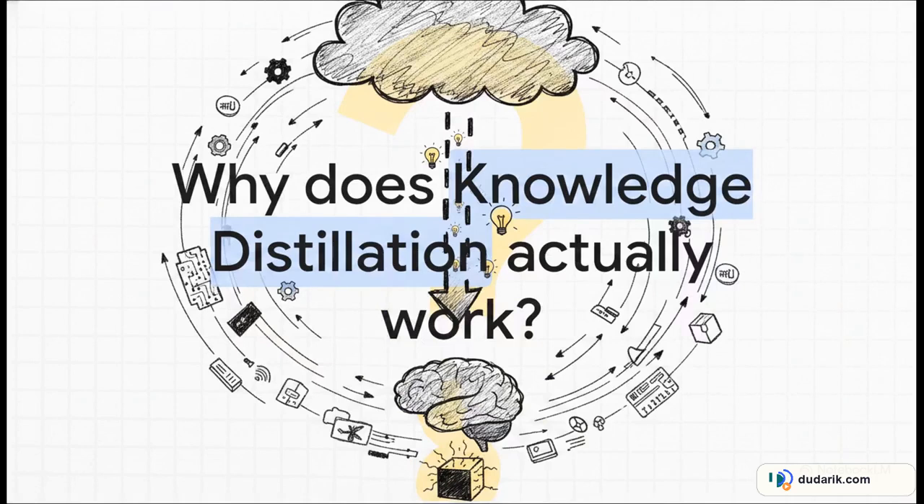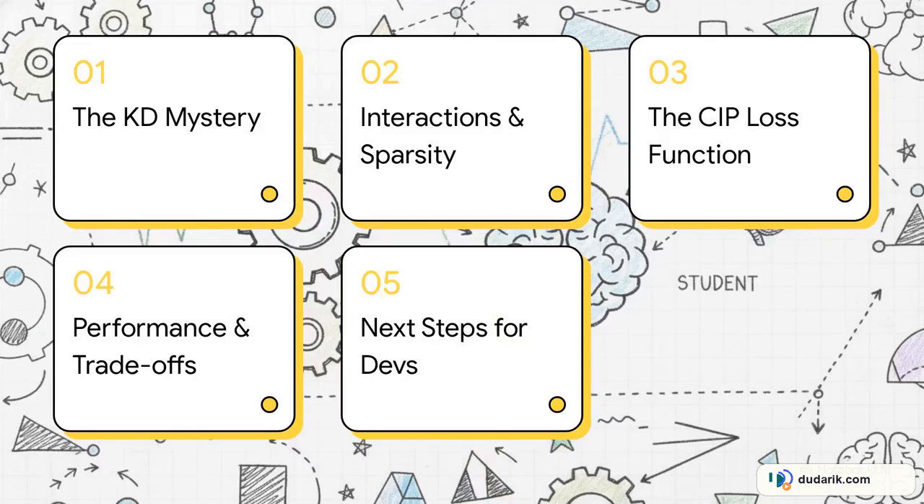As developers, we rely on KD as the absolute industry standard for getting massive LLMs into production. You take a giant, highly capable teacher model and use it to train a smaller, faster student model. We know the student gets better, but why it works has honestly been a black box. We just ran the training loop, crossed our fingers, and hoped for the best. Well, until now.